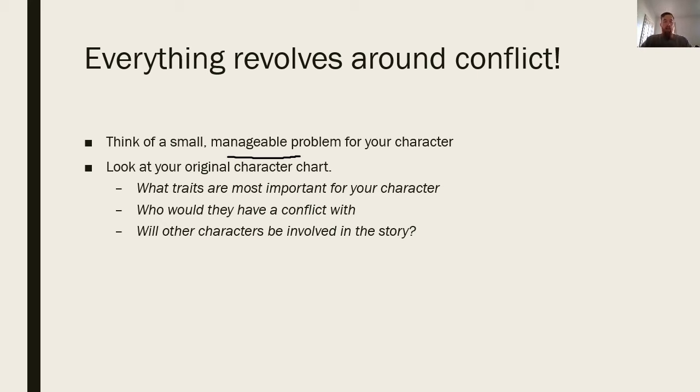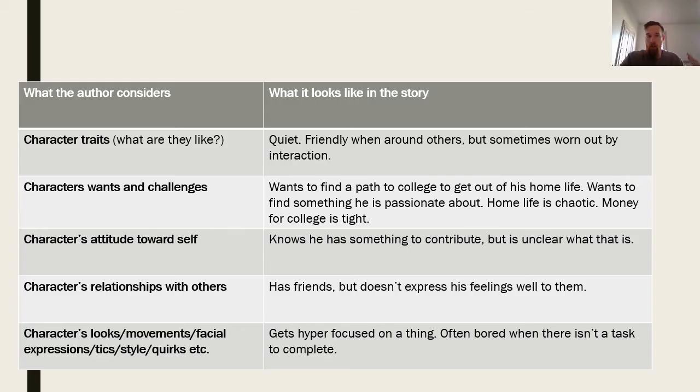It should be something that is important to them, something that goes along with their character. So I would go back to my original chart for my character and think about what traits are most important for my character, who might they have a conflict with if it's with another person, or what kind of thing would be a conflict for them. And then I'm also thinking, are there going to be other characters in my story? Are they just going to be focused on my one person? Again, thinking about some of those things that we do as writers, those strategies. Do I want dialogue in my story? Is it going to end up just being my one character, kind of thinking inside their own head?